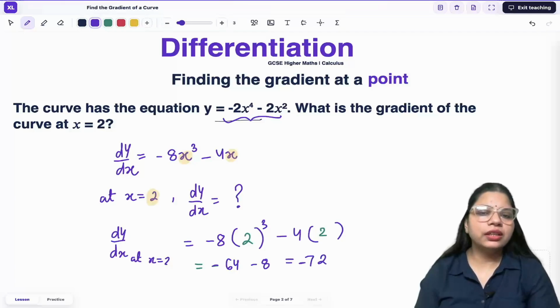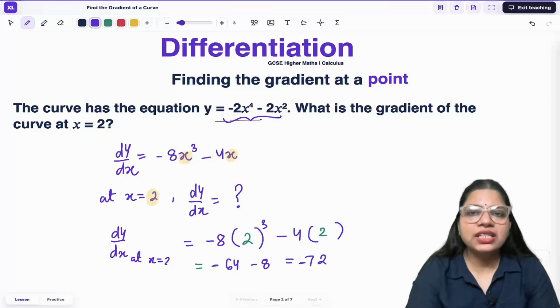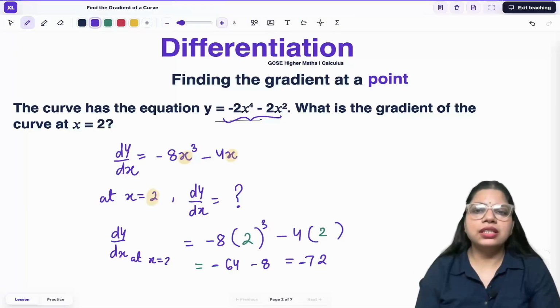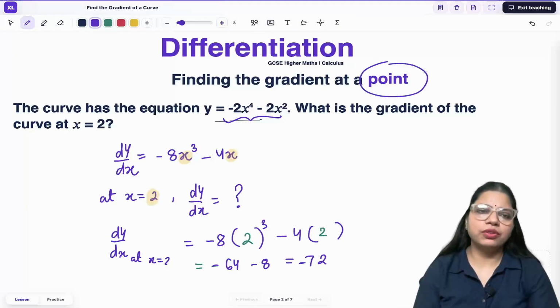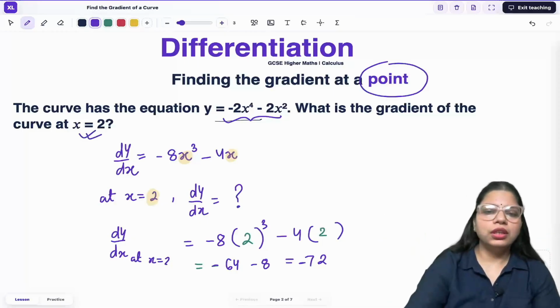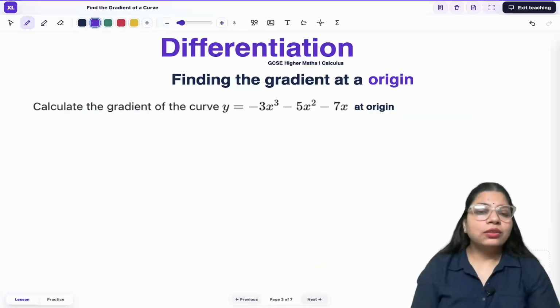Are we clear over here? So we just need to differentiate this, and after differentiating, we substitute the value, and that's what our answer is. Perfect. Now let's move to the next part. We have understood how to find the gradient at a point. If any point is given to you, you just differentiate and substitute that value.